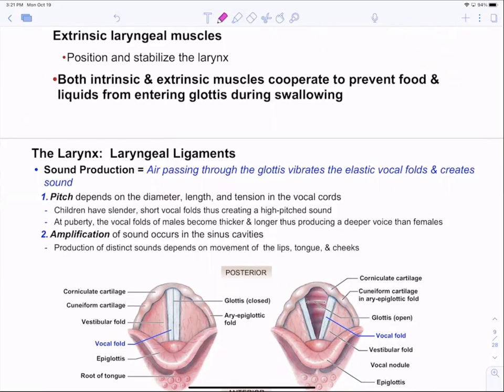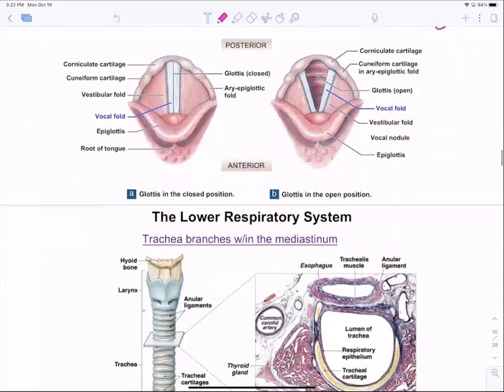So the pitch of that sound is going to depend on the vocal cords or vocal folds and how tight they are, right? Their length and tension and how wide apart they are, that's diameter. Amplification of sound gets help from our paranasal sinuses, but also how much air. So it's the volume of air that passes by the vocal cords. And that's where your diaphragm and your respiratory muscles come into play, being able to amplify that sound.